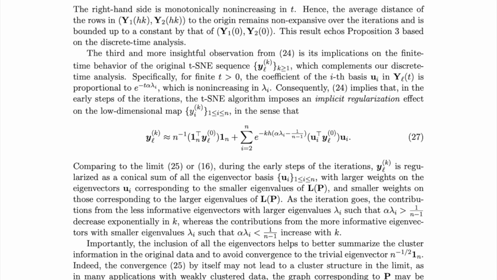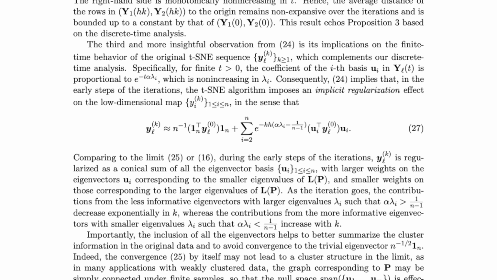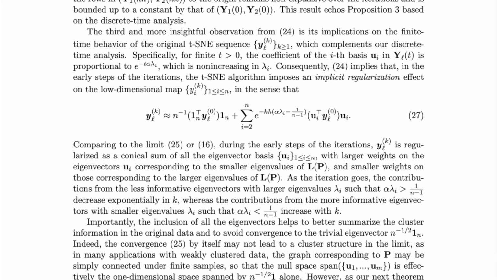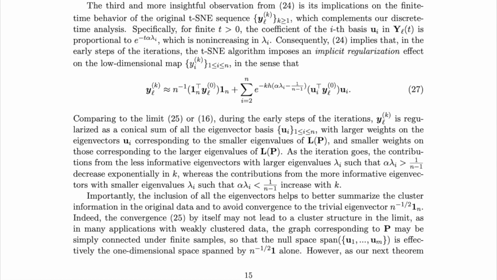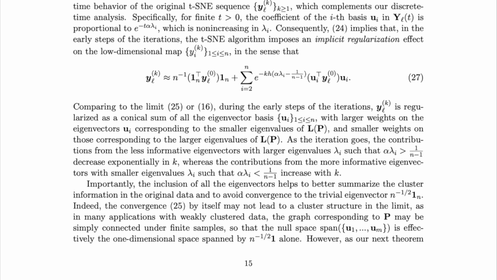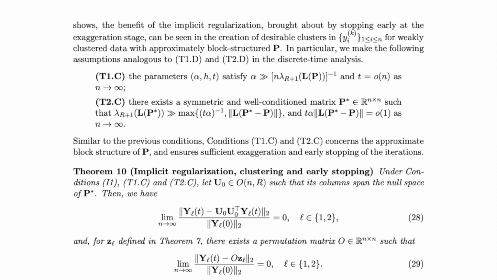Indeed, the convergence (25) by itself may not lead to a cluster structure in the limit, as in many applications with weakly clustered data, the graph corresponding to P may be simply connected under finite samples, so that the null space span of u_1 to u_m is effectively the one-dimensional space spanned by n to the minus 1/2 times 1_n alone. However, as our next theorem shows, the benefit of the implicit regularization brought about by stopping early at the exaggeration stage can be seen in the creation of desirable clusters in y_i, 1 less than or equal to i less than or equal to n, for weakly clustered data with approximately block-structured P.